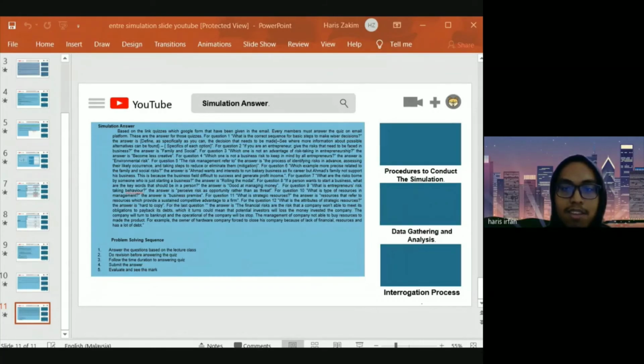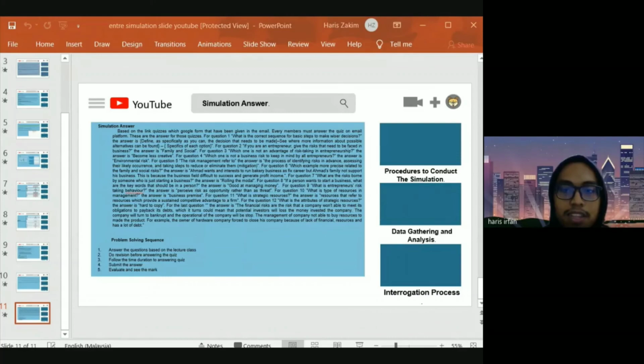For question number 7, what are the risks borne by someone who is just starting a business? The answer is rolling the modal. For question number 8, if a person wants to start a business, what are the keywords that should be in a person? The answer is good at managing money. For question 9, what is entrepreneur risk-taking behavior? The answer is perceive risk as an opportunity rather than as a threat.